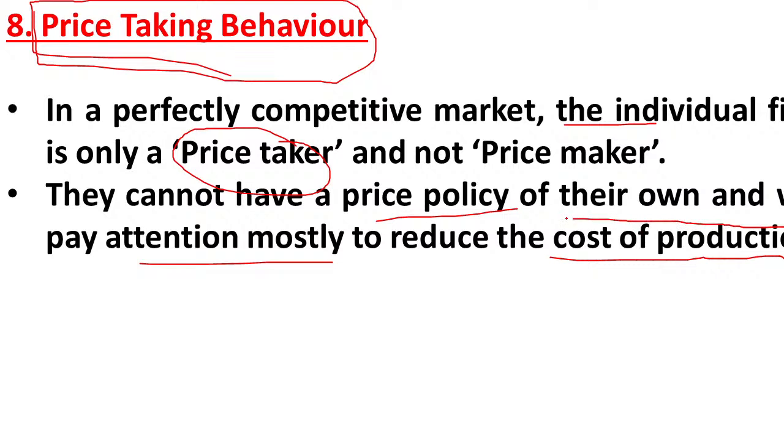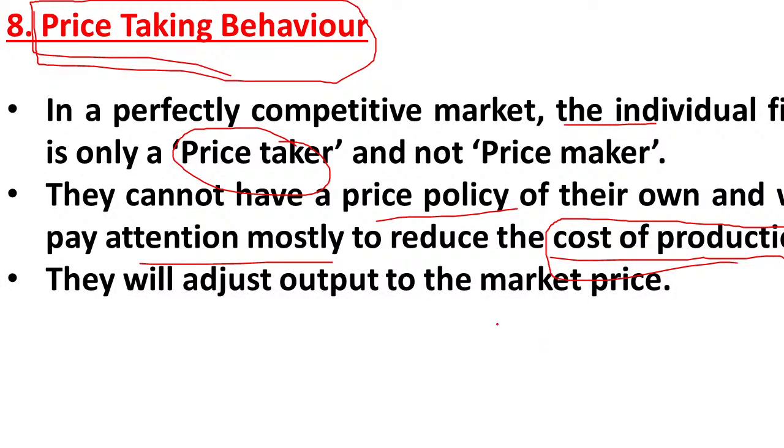Producers can sell more quantity of goods but at the same price; they cannot increase the price. If they increase the price, they will lose the customers. Producers or sellers are allowed to sell more at the same price. They will adjust output to the market. Sellers are going to sell more output at the same price, but they won't increase the price.